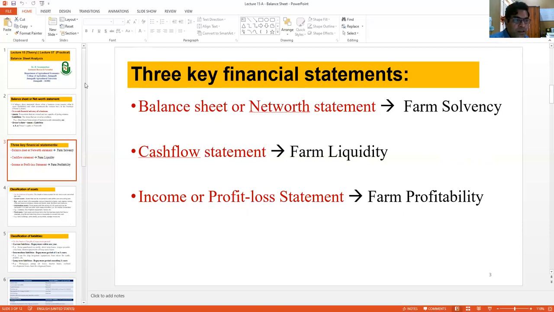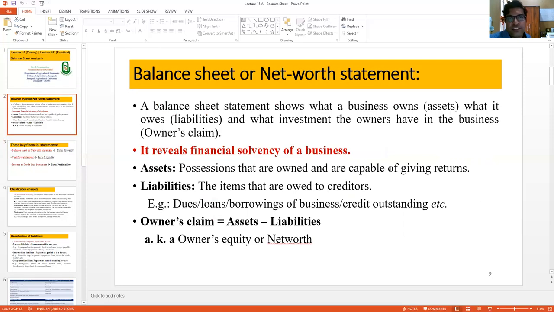Okay. So what is a balance sheet? It is one of the financial statements which shows what a farmer owns, that is assets, and what the farmer owes to others. So OWNS, owns, assets; OWES, owes, liability. And what investment the farmer has made in the business, that is the owner's claim, that is the net worth. Net worth means assets minus liability, that is the investment that the farmer has made in his business called farming.